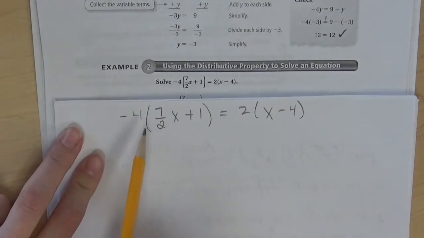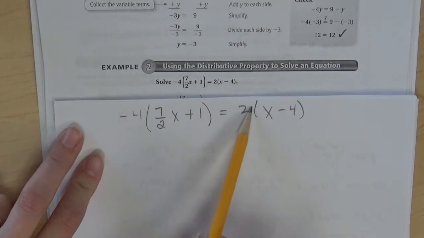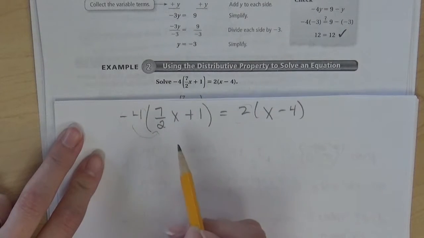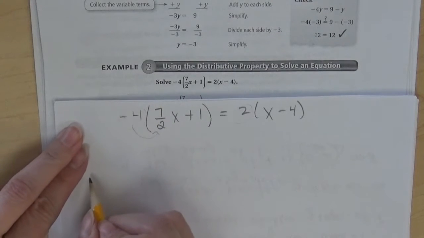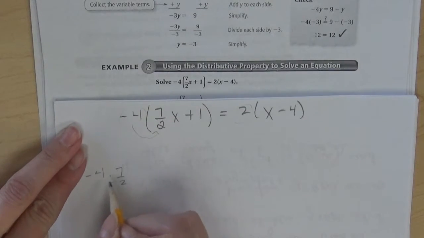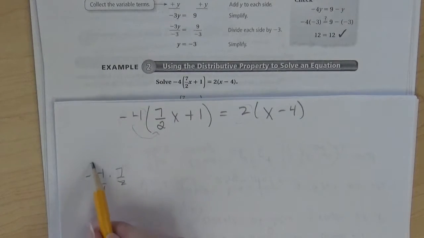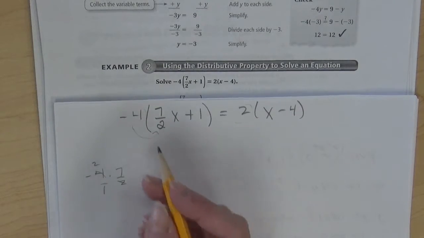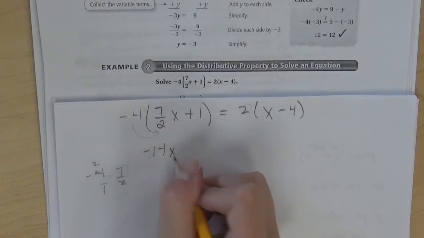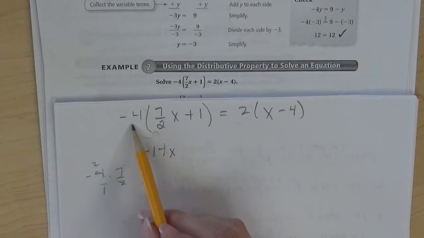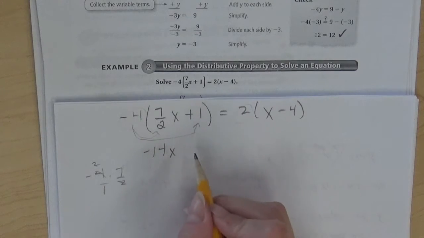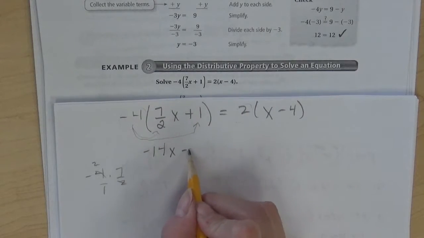So I'm going to start by distributing these numbers to eliminate the parentheses. Okay, so I'm going to do negative 4 times 7 halves. Well, negative 4 times 7 halves, the 4 is over 1, and I can reduce. I can say 2 goes into 4 2 times. So I'm left with negative 2 times 7, which is negative 14 over 1. So I can just say that's negative 14, and I need the x with it. And then negative 4 times 1 gives me negative 4. So it's plus negative 4 or minus 4.